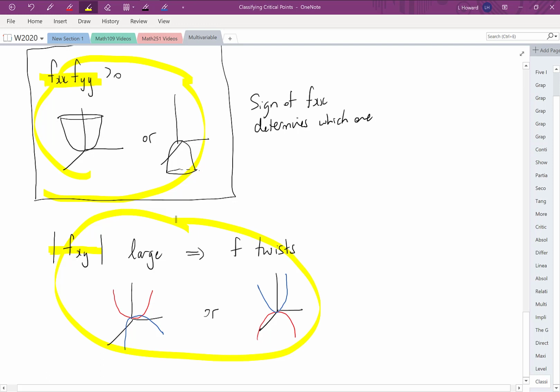So that's a bit of insight into the geometry as to how the second derivative test works.